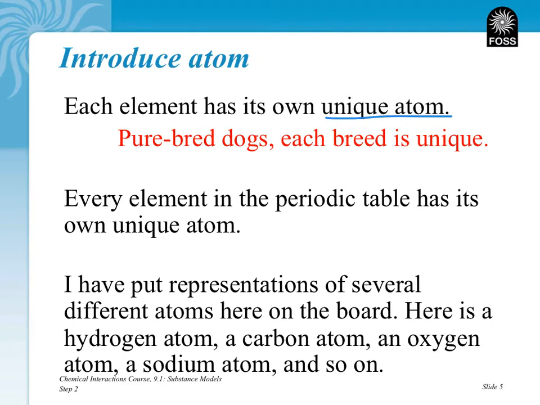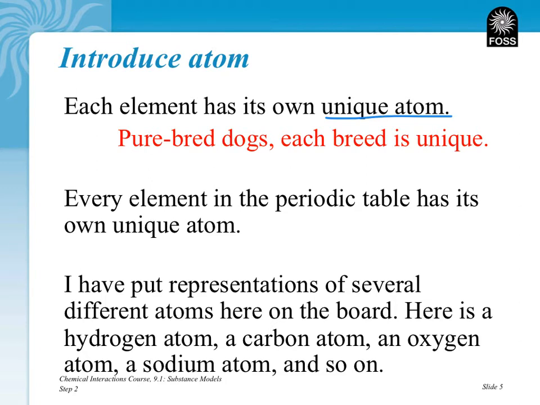But they all look the same. So if I had an oxygen atom, all the oxygen atoms would look alike. All the hydrogen atoms would look alike. All the calcium atoms would look alike, much like all Dalmatians look alike, or Chihuahuas look alike. So think of an atom of an element as like a purebred dog of that breed. Maybe a way to think about it.